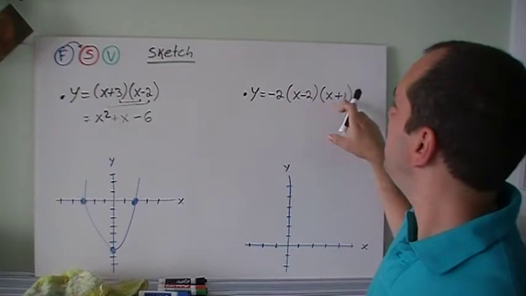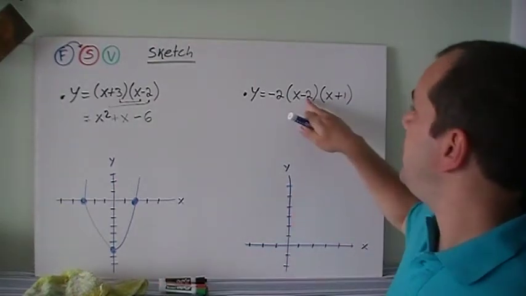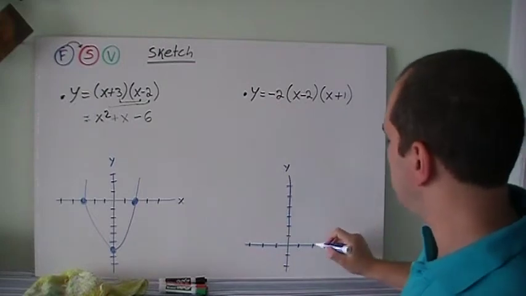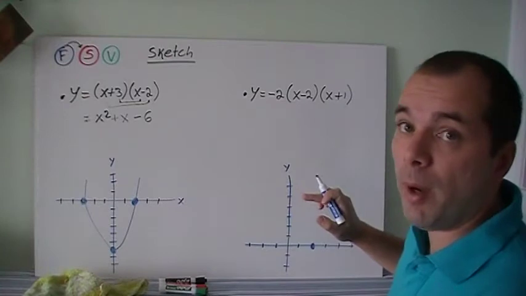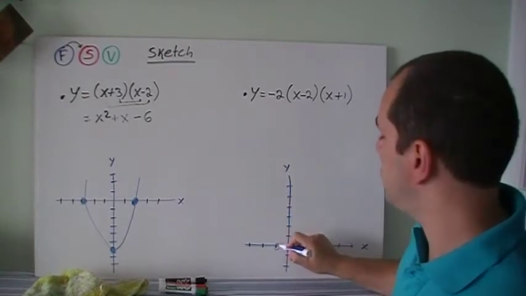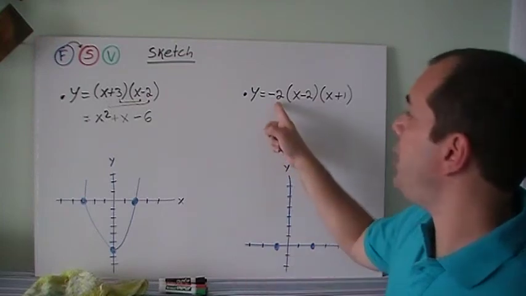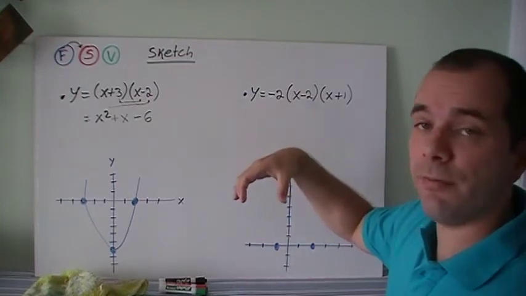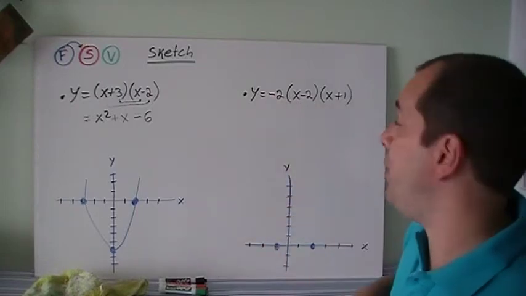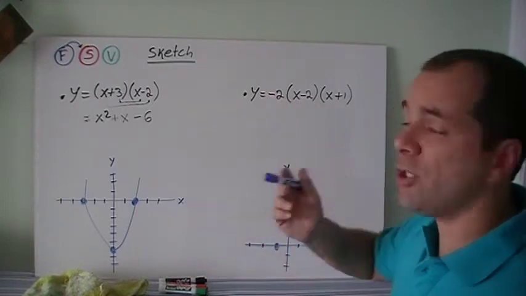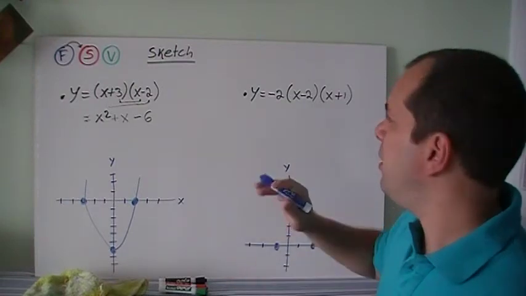Okay, let's see this one, then I'll be able to write better. -2, x minus 2, x plus 1. What can we tell right away? Well, we can tell that the zeros are 2 and -1. So that goes there. What else do we know? Well, we know that it opens down because it's a frown, and it's a stretch, so it's going to be a little skinnier than that one. But that's all we know.